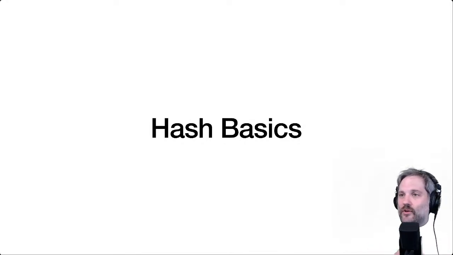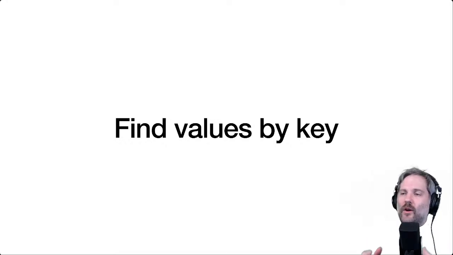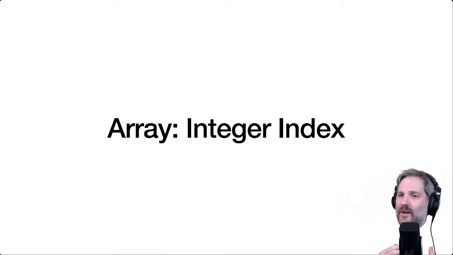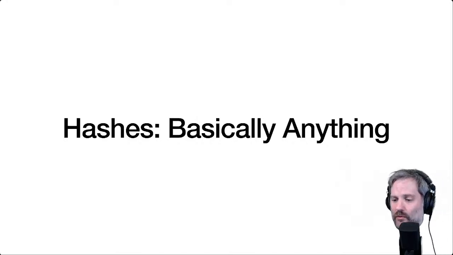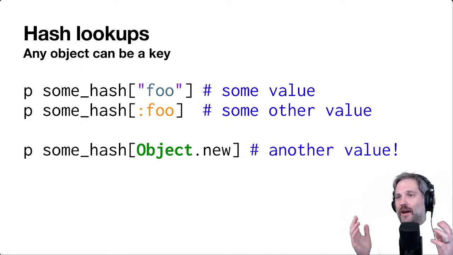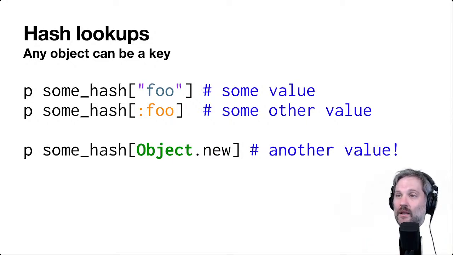A hash table is just a data structure that lets you look up values by a key. Whereas if we were comparing this to an array, arrays let you look up by an integer index, hashes allow you to look up by basically any object. You've probably seen stuff where we look up a value by a string or by a symbol, but you can really use any object in Ruby as a key, that is. Of course you can store any object as a value, but we're specifically looking at hash keys today.